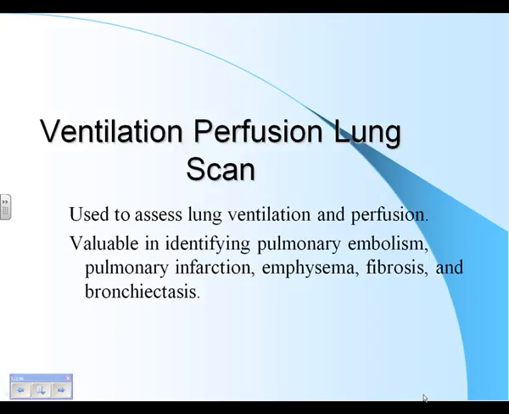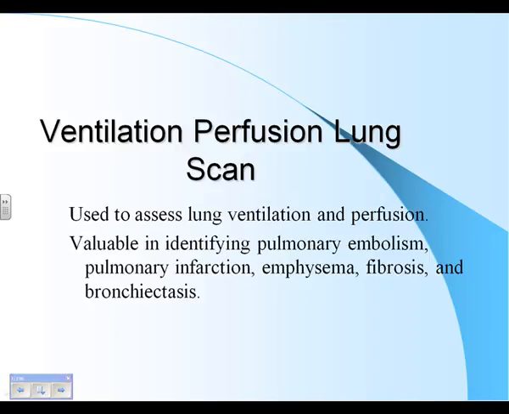Your ventilation perfusion lung scans, these are most often used to identify pulmonary emboli, whether or not your patient has a pulmonary emboli. Now, you see here, you've got pulmonary infarctions, emphysema, fibrosis, and bronchiectasis are also diseases that it can help to identify as well. But the one we most often think of is the PE.